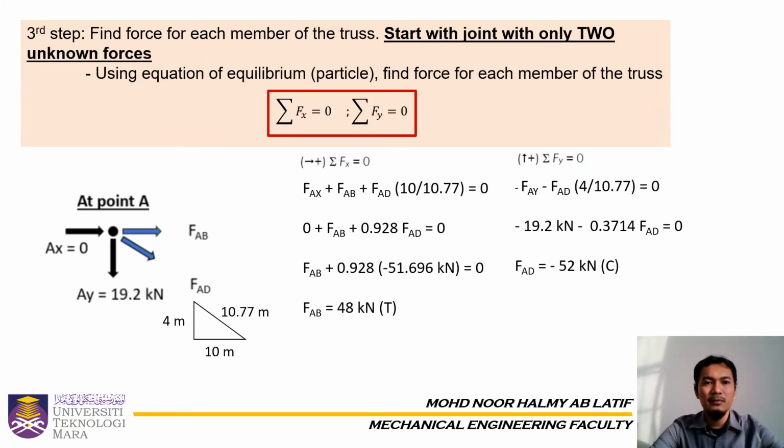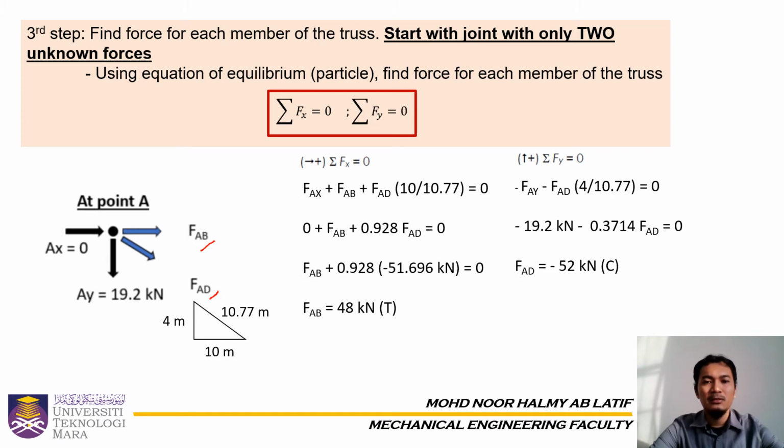The third step is to find the force for each member. To start with, we select a point where we have only 2 unknown forces. We can use the equations of equilibrium of a particle in order to solve this. We select point A because point A only has 2 unknowns, which are FAB and FAD.